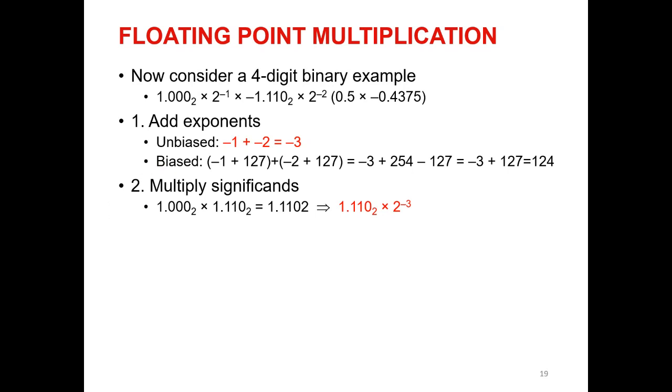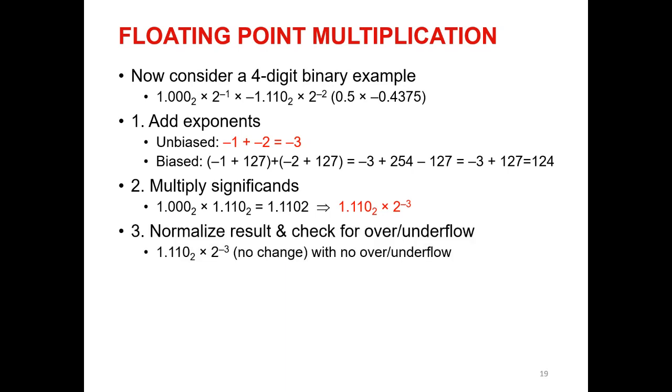So now we multiply the significands. Remember, this is a binary multiplication. We multiply 1.00 by 1.110. Then we normalize the result and check if there is overflow or underflow. As I have mentioned, we will talk about overflow and underflow later. So here we have the exponent, and we see we have it already normalized because we have 4 digits and we don't need to do anything here.